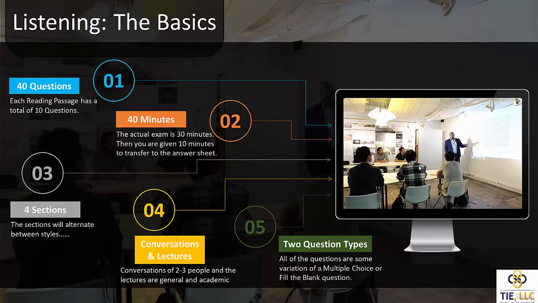Now, throughout the entire listening test, you really are going to encounter only 2 main question types. Every question is some variation on multiple choice or fill the blank questions.